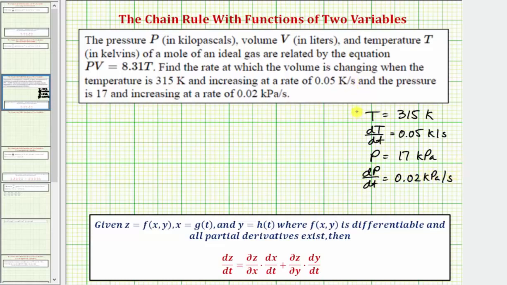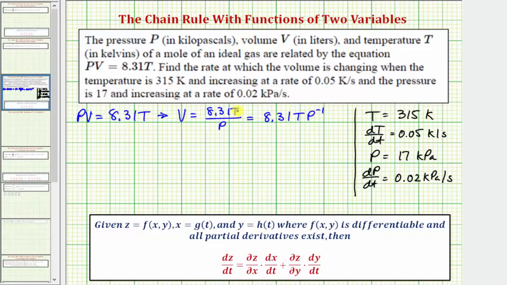So all this information is given, and now we're trying to find the rate at which the volume is changing, and we're given the equation PV equals 8.31 times T. Because we're looking for the rate at which the volume is changing, we want to determine dV/dt. So let's first solve this equation for V by dividing both sides by P. So V equals 8.31 times T divided by P, or if we want, 8.31 T times P raised to the power of negative 1.